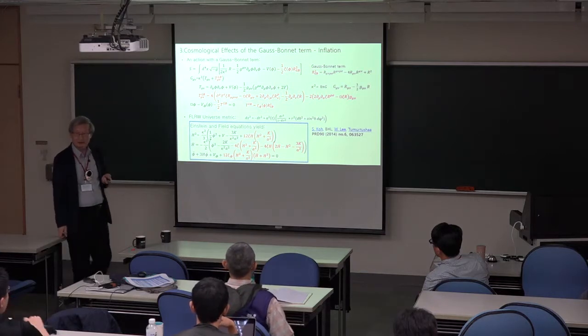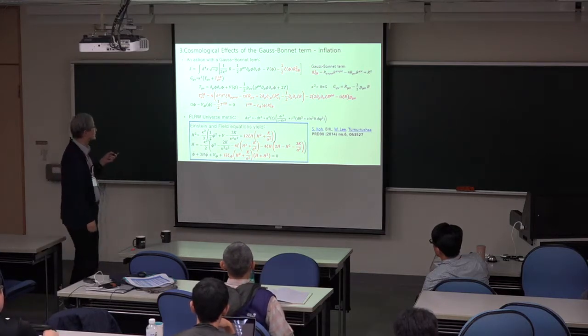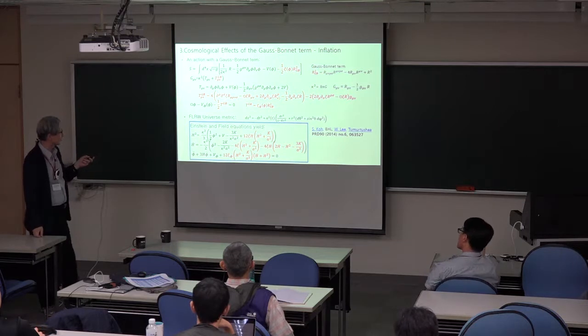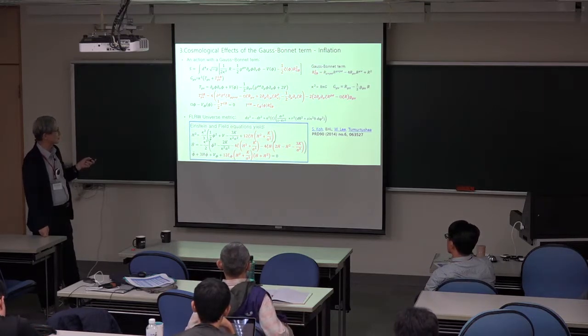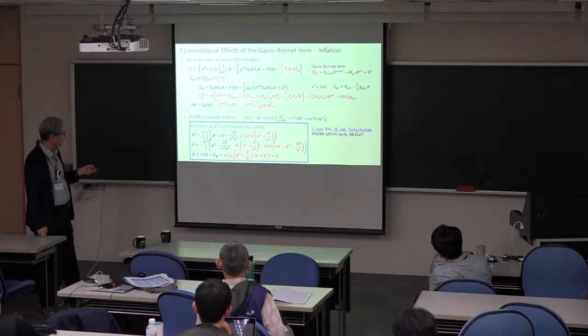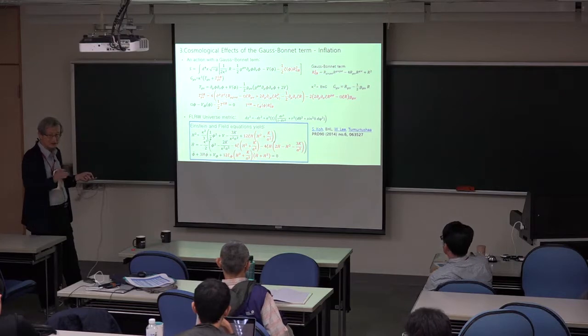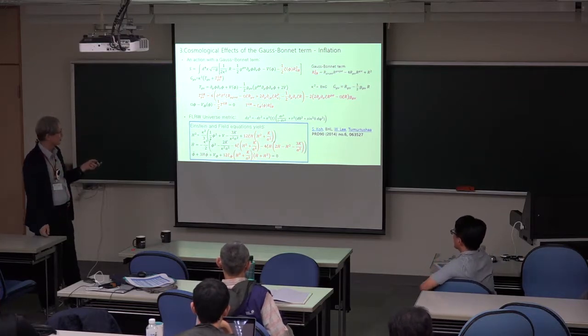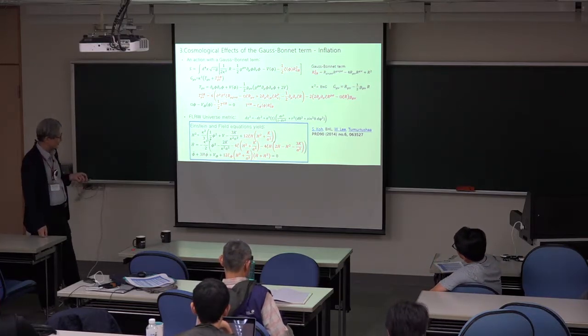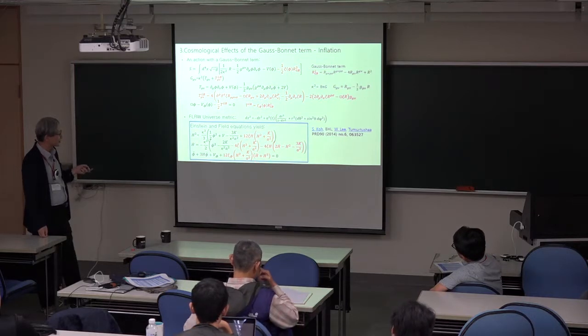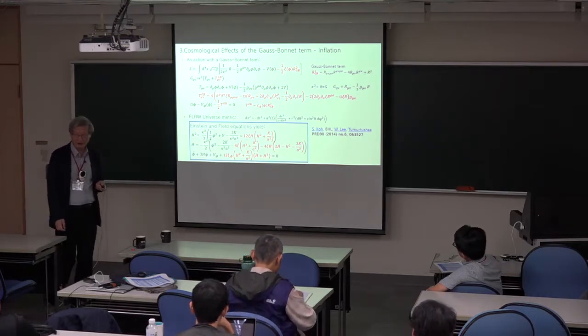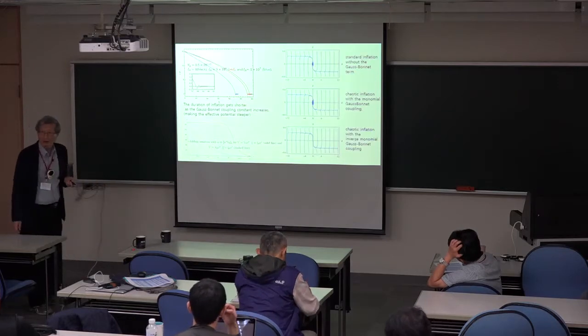Now, let's move on to the implication to the cosmology of this Gauss-Bonnet term. So we start from Einstein gravity plus the inflaton, let's say in this case, and then add the Gauss-Bonnet term. Then the evolution of the universe within the Friedmann-Robertson-Walker metric will be like this. The red color is the extra terms that you get due to the presence of the Gauss-Bonnet term. And the question is, what is the implication of these extra red terms to the cosmology?